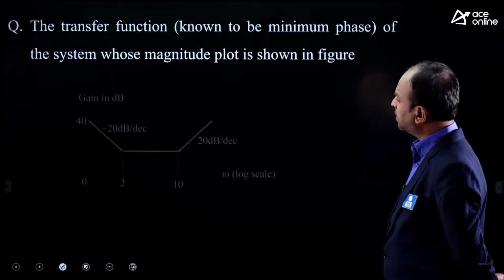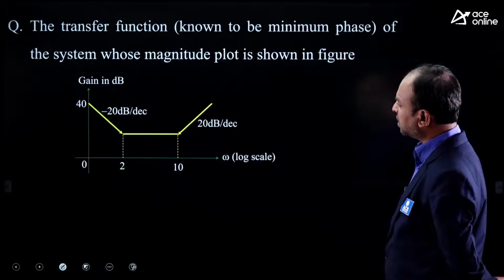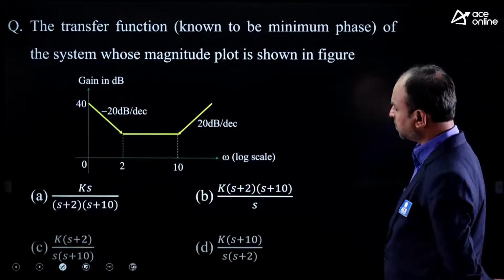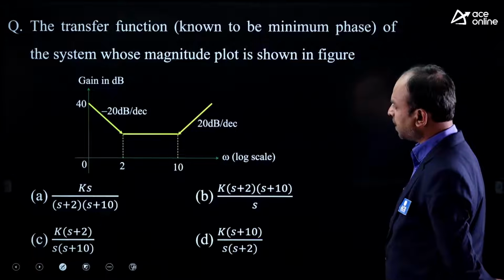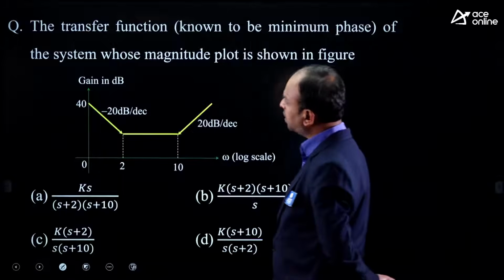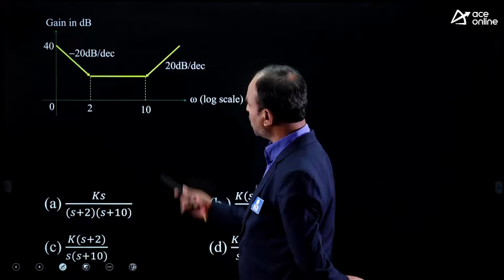This is a Bode plot, and it is asking for the transfer function of the system. What could be the transfer function of the type? So I am going to solve it here.